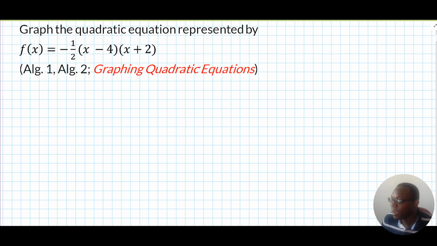So we have this quadratic equation represented by f of x equal to negative 1/2 multiplied by x minus 4 multiplied by x plus 2. We want to graph this quadratic equation. Because it's a question that Esther had asked, we're going to walk through different steps. We're going to do a lot of transformation to get there.